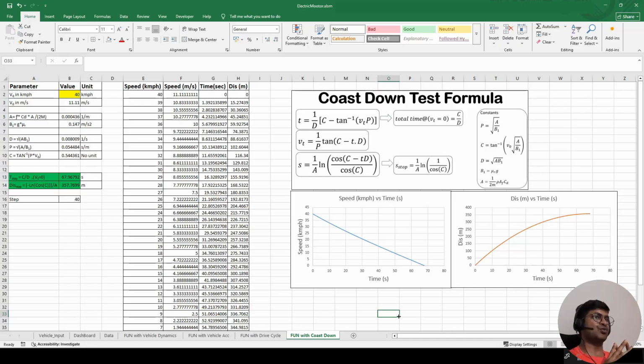We went through the derivation of the formula, we played with the vehicle dynamics, then we understood the concept of vehicle acceleration, then we had a very extensive discussion on a drive cycle, and then we ended up with the coast down test.